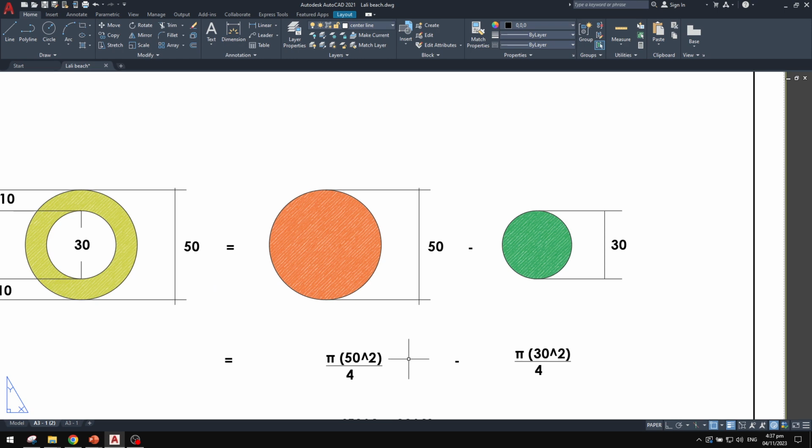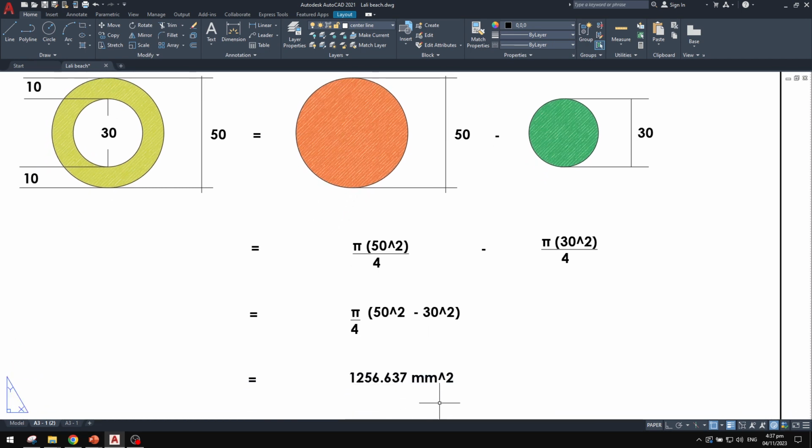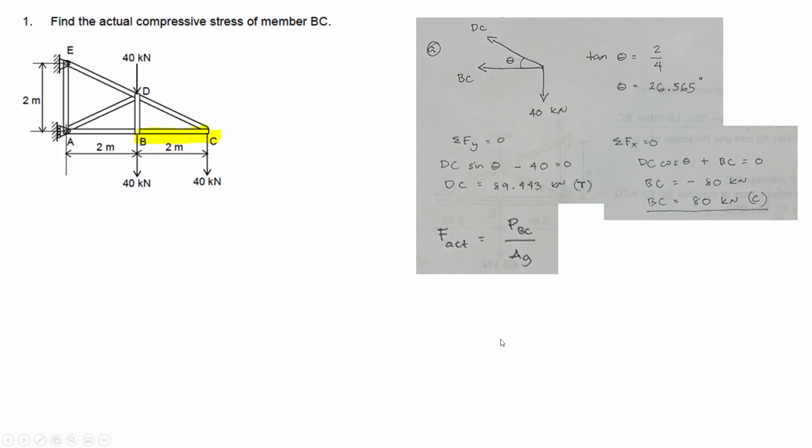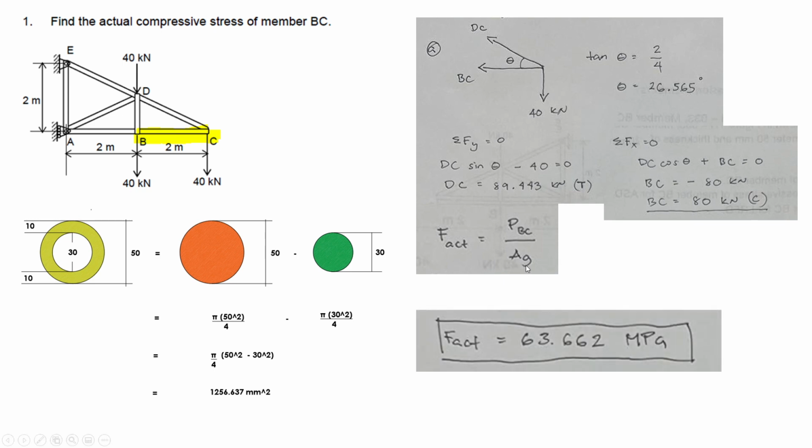But the other shortcut here is pi over 4, which you can take as a common factor. So pi over 4 times 50 squared minus 30 squared, and you will get the area, which is 1256 millimeter squared. Now, since you have the area already, substituting values, you put 80,000 here divided by the 1256.637 millimeter squared and you will get 63.62 MPa.